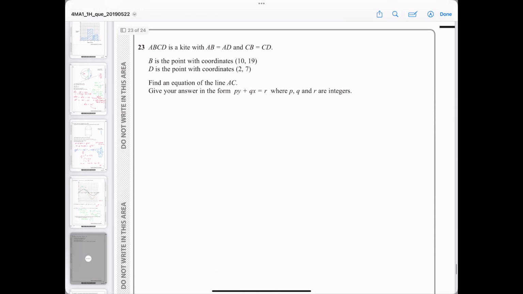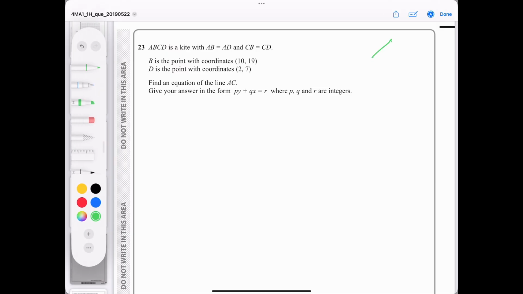Now, this one looks a bit complicated. How fun. ABCD is a kite where AB equals AD. So that would be A, B, D, and that's C, I'm assuming. That's what kites look like generally, 1, 2, 1, 2, 1, 2. But B has the coordinates 10, 19. And D is the point 2, 7. Now, if I was to draw this properly, it wouldn't look anything like that, but I'm not going to worry about it for a moment.